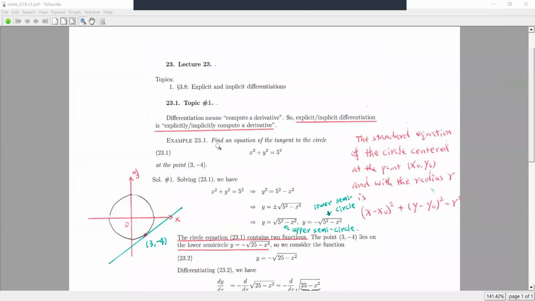Example 1. Find an equation of the tangent line to the circle at this point. The graph of this equation is a circle. The circle is centered at the origin and has the radius 5. This point is a point on the circle. It is about here. At this point, there is a tangent line, and we need to write down the equation of the tangent line.